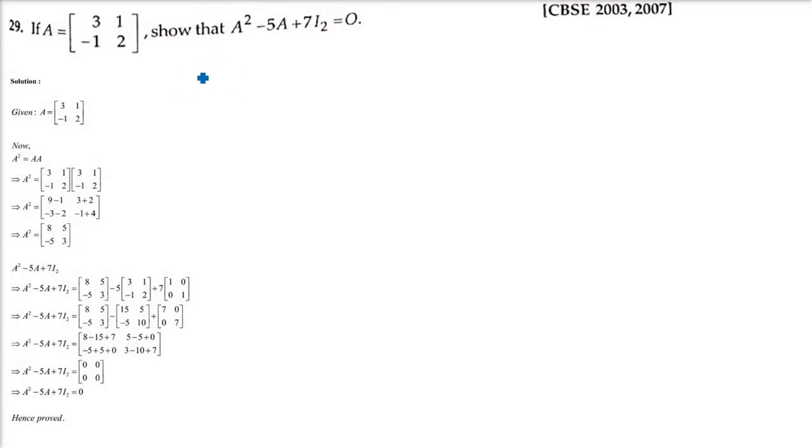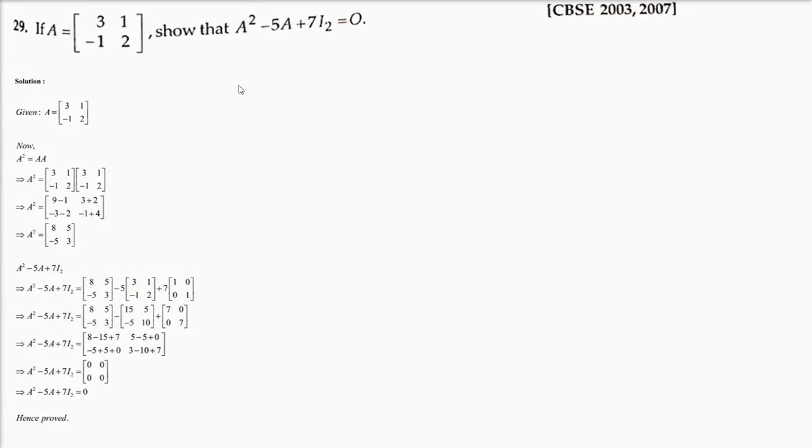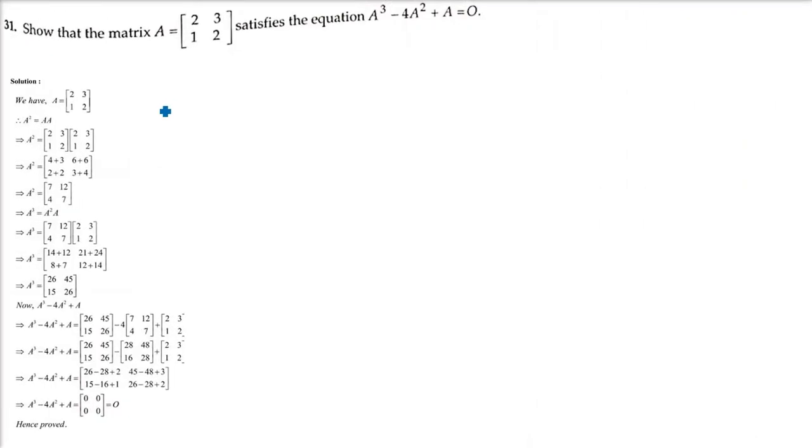Same thing, I'm just skipping it because you just have to put the values and show it to be 0. This again, same thing. Multiply A twice and then just write this value. Minus this is 1. This is the identity matrix. Identity matrix 2 by 2 has diagonal 1. Okay, so this is a big exercise.